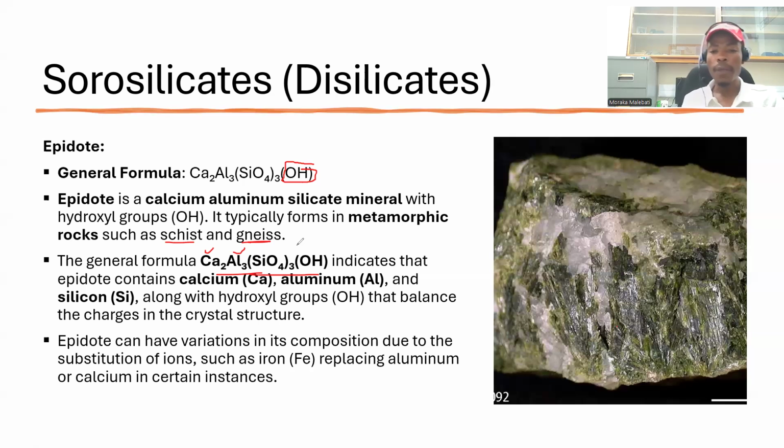But now, epidote has this hydroxyl group, and this hydroxyl group is meant to balance the charges in the crystal structure, because the atom must always have the charges balanced. Epidote can have variations in its composition due to different substitutions. Sometimes iron can substitute the aluminum or the calcium.